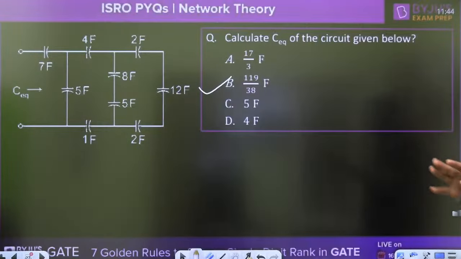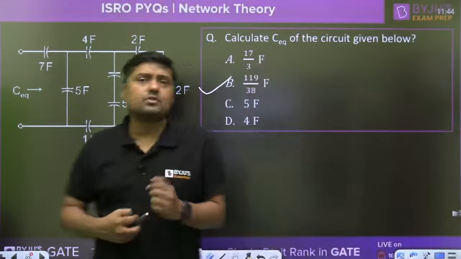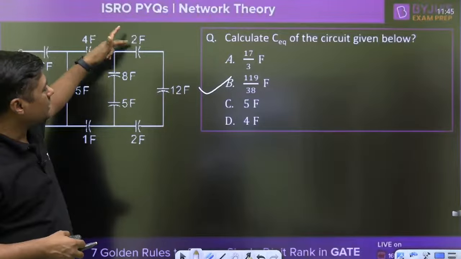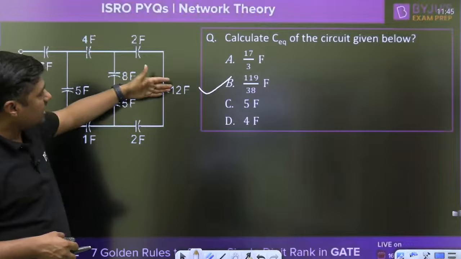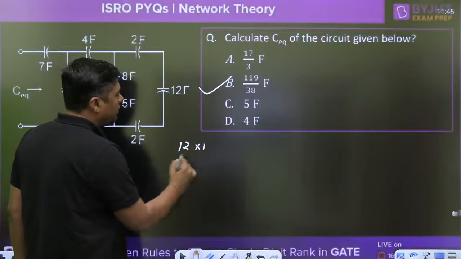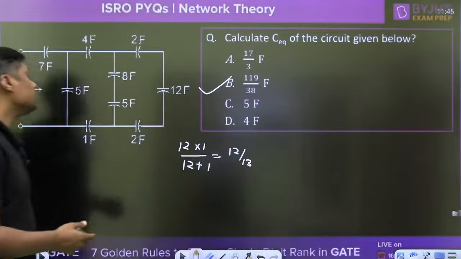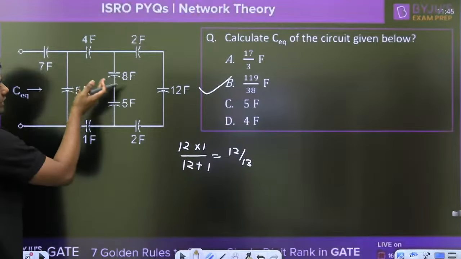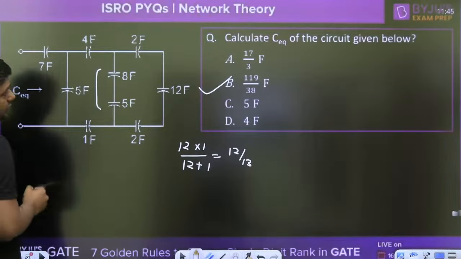So very simple. What silly mistakes are we likely to make? Normally we are familiar with the resistor. So normally what we are doing, 2F, 12F, 2F. Okay, 1 farad and 12 are in series. So directly you can write 12 into 1 divided by 12 plus 1, 12 by 13. But the student can make a mistake here. 8 plus 5 is 13. Again, just like a resistor, you can add it. But be careful. These are again in series. So what is the equivalent? 8 into 5, 40 by 13.